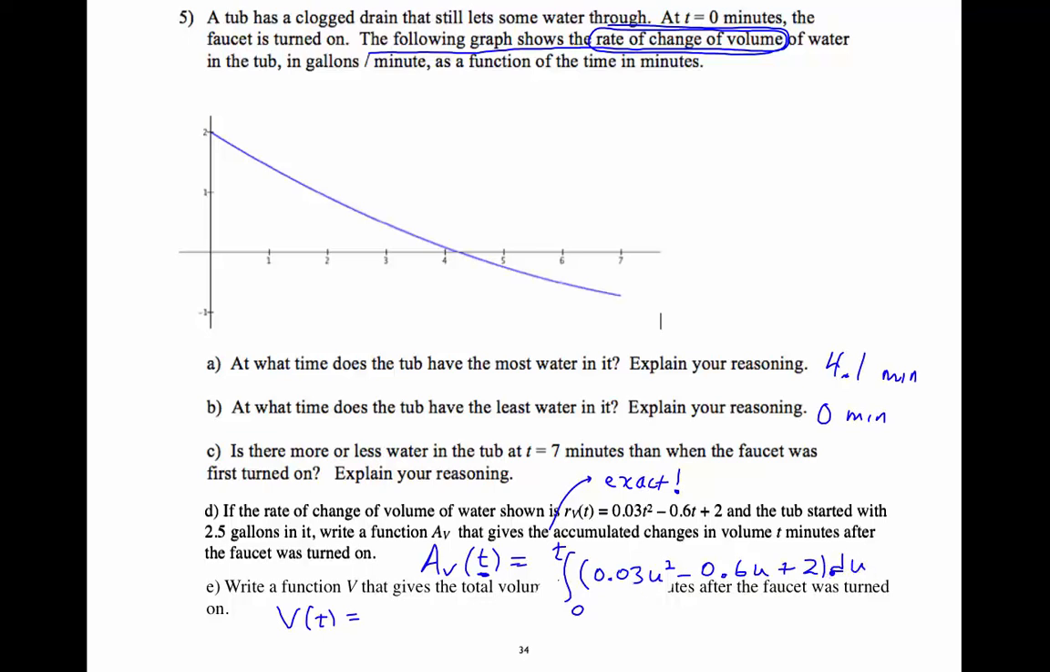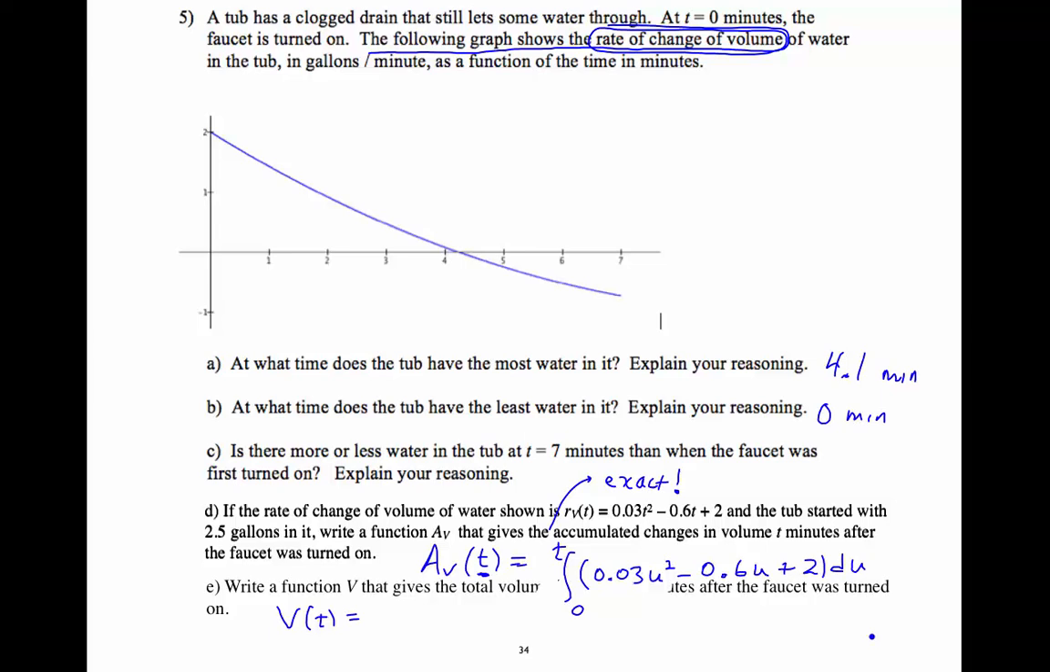So you could write the rule, or you can write function notation. I could have written r sub v of u. Does it make sense? To get the exact accumulation function, it's the integral from a, which is 0 in this case, to the current value of the independent variable of your rate function times the little change. Super important.